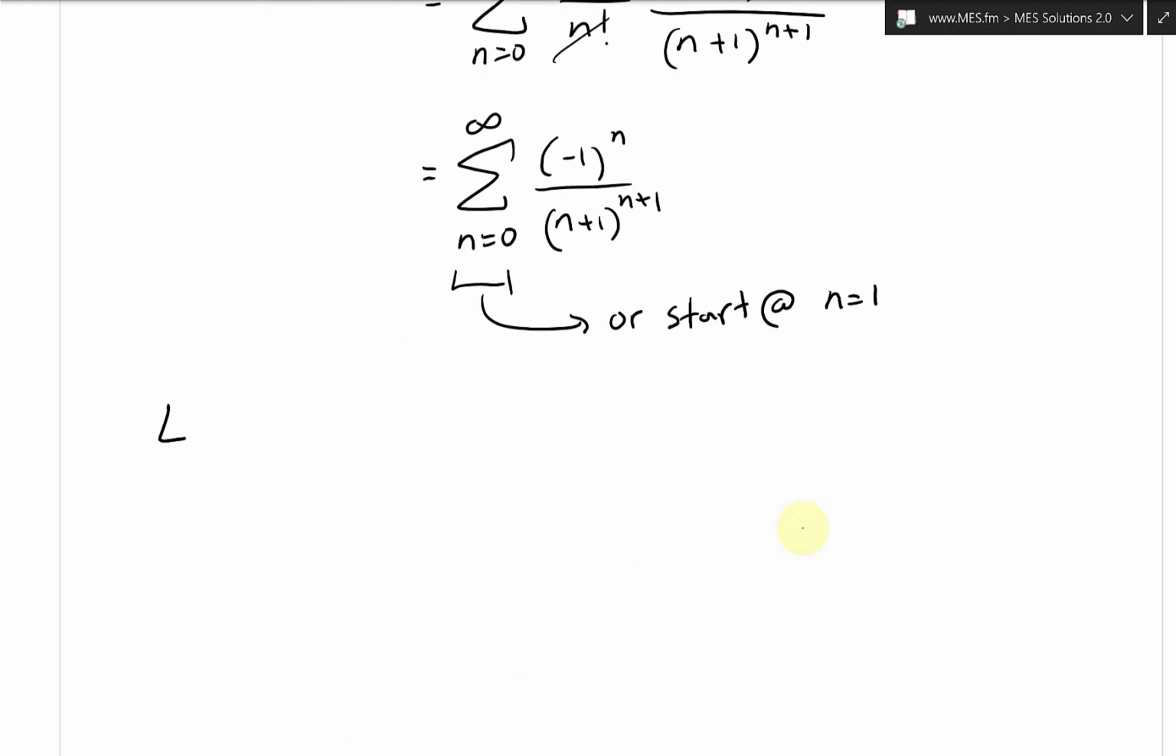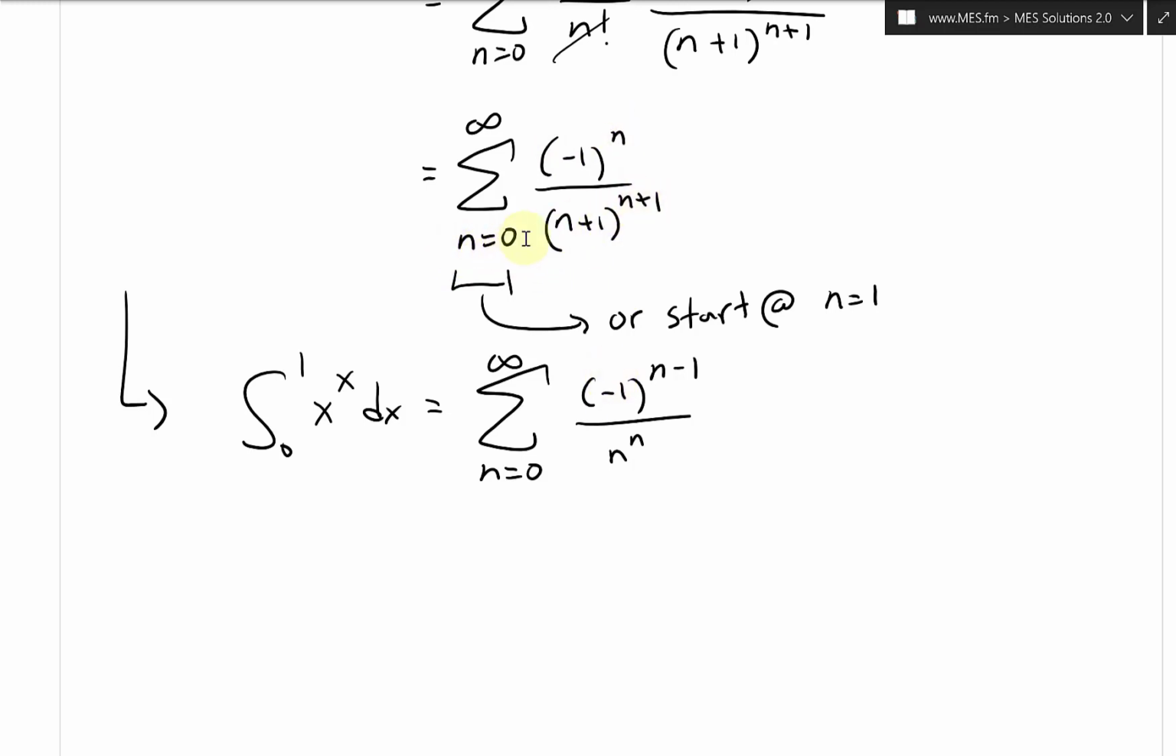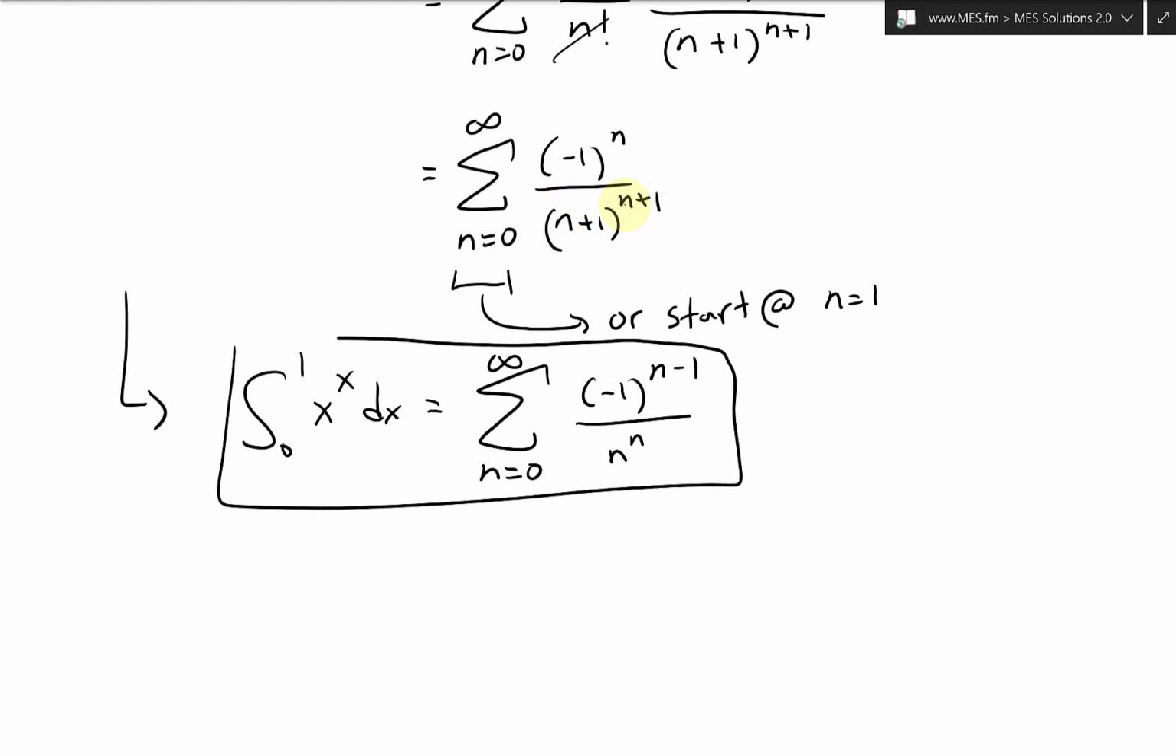So when we do that, we get the integral from 0 to 1 of x to the x dx is equal to the summation from n equals 1 to infinity of negative 1 to the power of n minus 1 over n to the power of n. When we start at 1, 1 minus 1 is 0, the same as n being 0 there. So when it's 1, it just becomes 1 over 1, as opposed to when it's 0, it's still 1 over 1. So we're not changing anything. We just write it in that notation, and this is exactly the same answer we were asked to find.